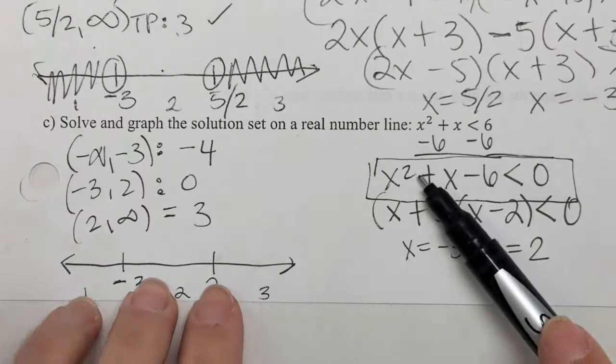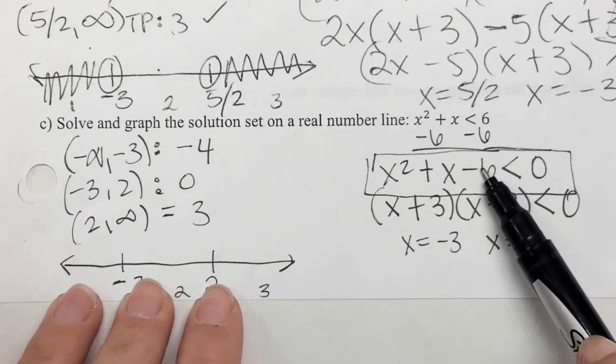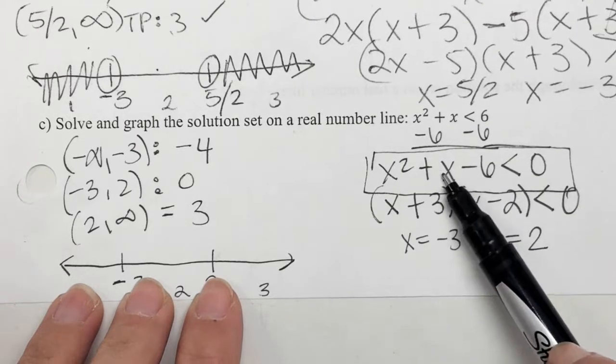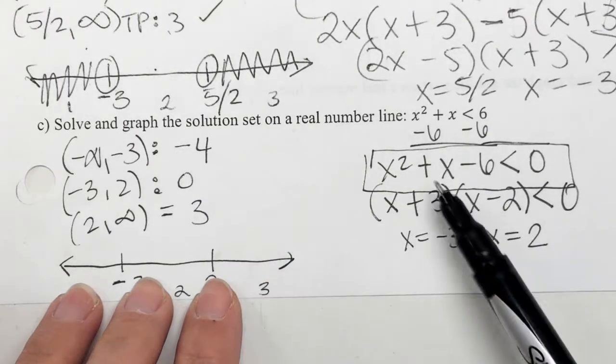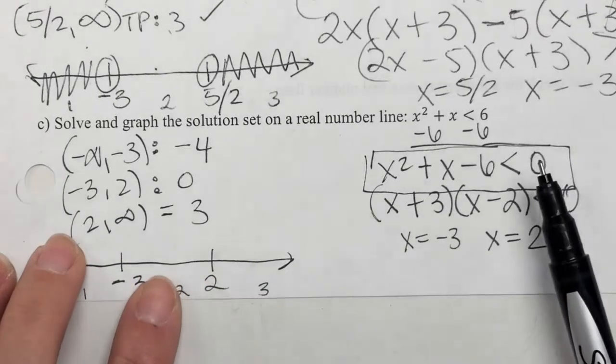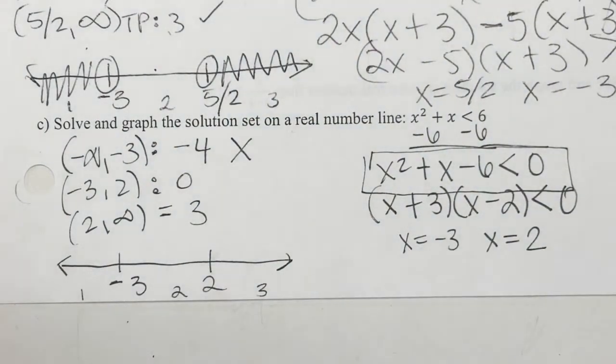Plugging in negative 4. What's negative 4 squared? 16, plus negative 4, minus 6. 16 minus 4 is 12, minus 6 is 6. Is 6 less than 0? No, so put an X. Do the other two on your own. Plug them in. If it's less than 0, put a check mark. If it's not, then put an X. And again, you're plugging these numbers in for x.